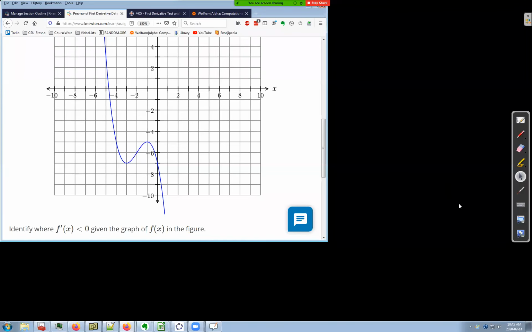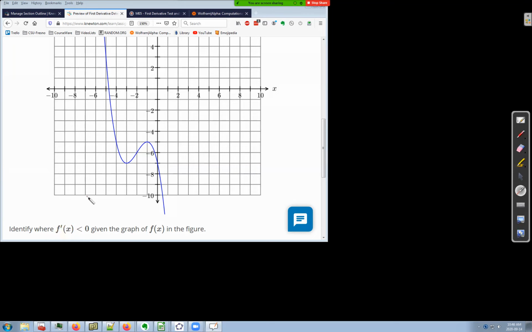Hi, Coach Travis here, and I've got another problem for you about how the derivative shapes the graph of a function. All right, so what is the problem here? We're given the graph of some function f of x. So this curvy thing here, this is the graph of f of x. And they're asking me to identify where the derivative is negative. So where is the derivative less than 0?